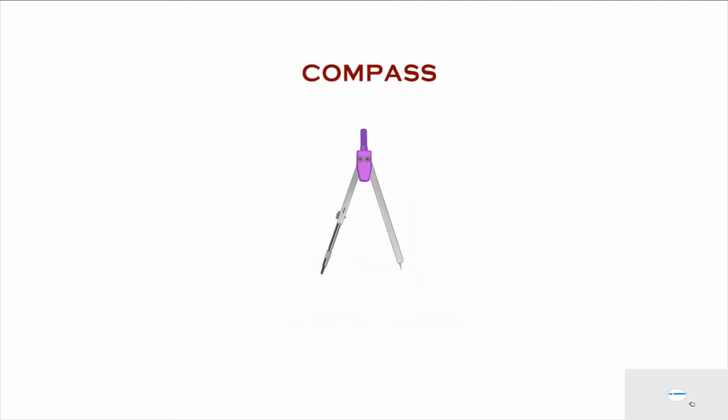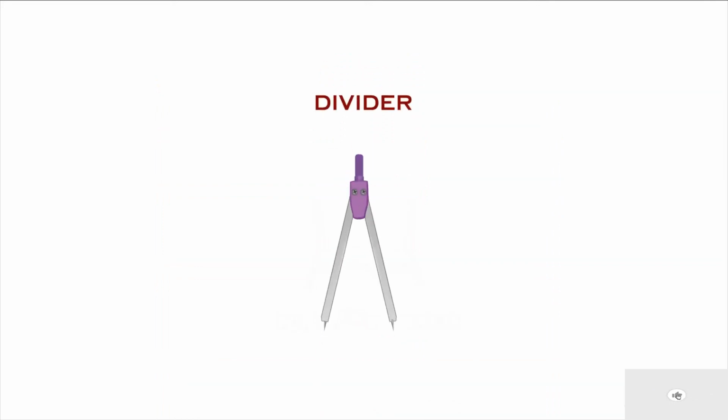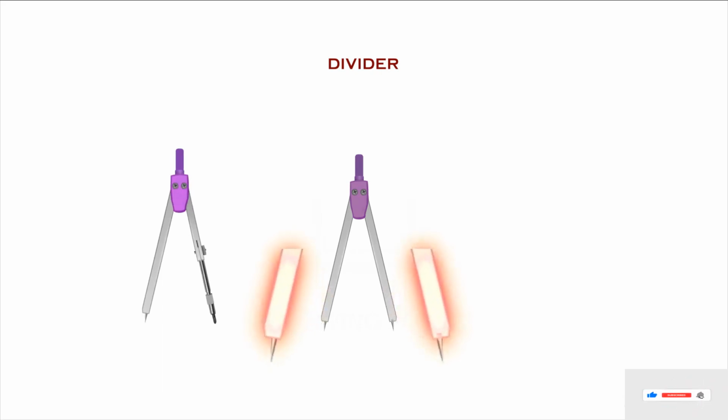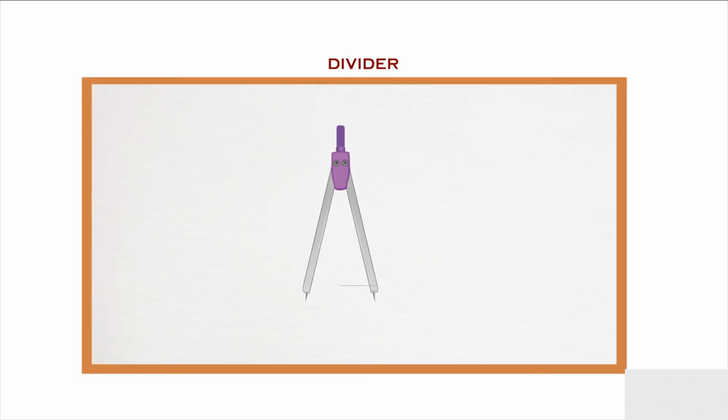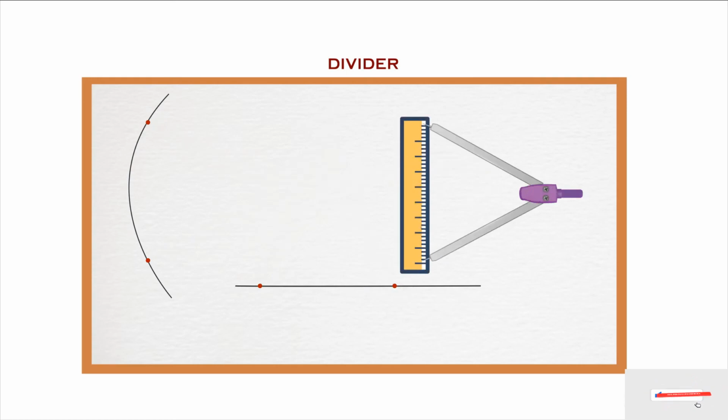Compass. A compass is used to draw an arc or circle with known dimensions on an engineering drawing. Divider. The divider looks like a compass, but the difference is that the two legs of the divider are provided with needles. It is used to divide a line or curve into equal parts. It is also used to check measurements.